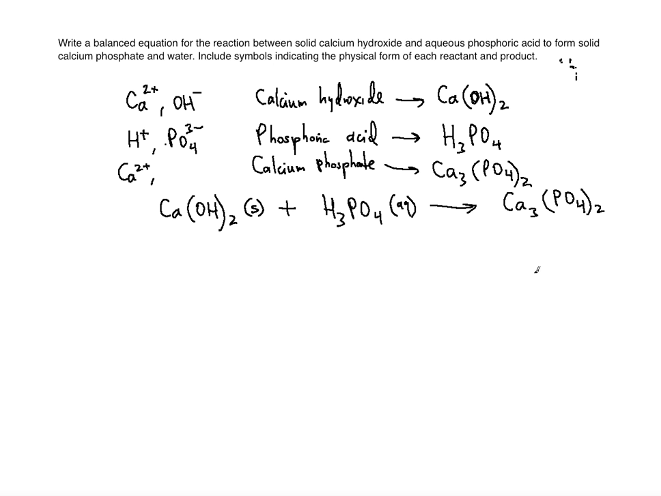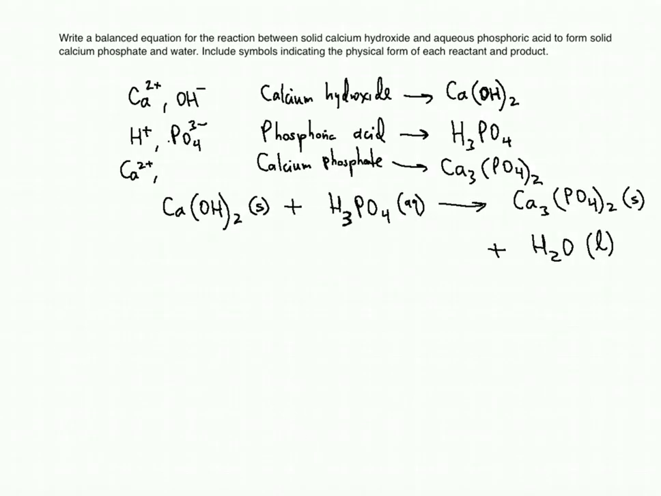We need to indicate one more thing. We need also water, so plus H2O, because that's easy. We know that H2O is water. And now let's put the types. Water is liquid, so we just write L. Calcium phosphate is a solid, so we write S. Now we're going to balance the equation, because we've already set it up.